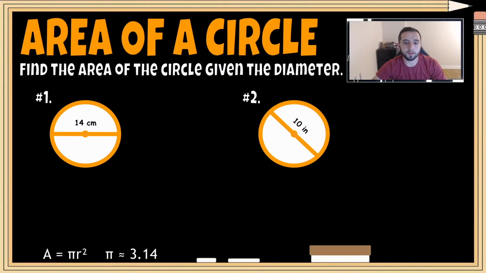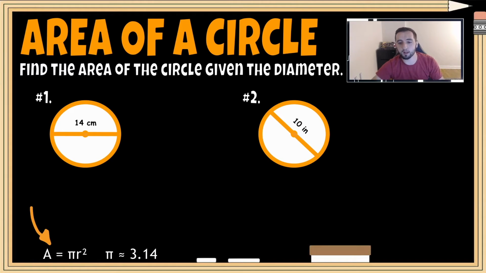In this video, we're going to talk about how you find the area of a circle given the diameter, right? In case you forget what the area is, it's the amount of interior space that's enclosed by a circle, or the inside of the shape. And to find the area of a circle, you have to utilize the area of a circle formula, which is area equals pi times the radius squared.